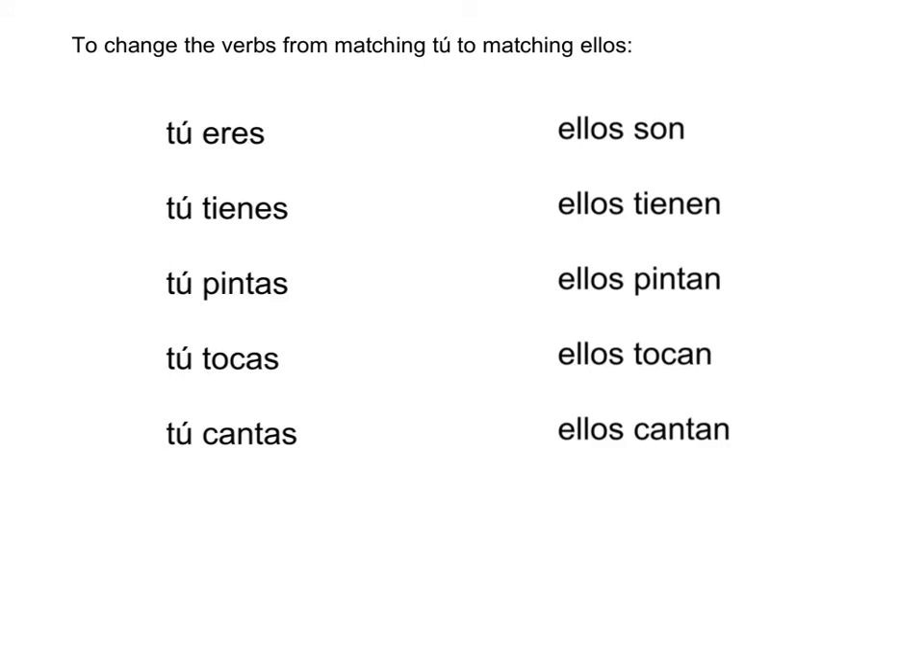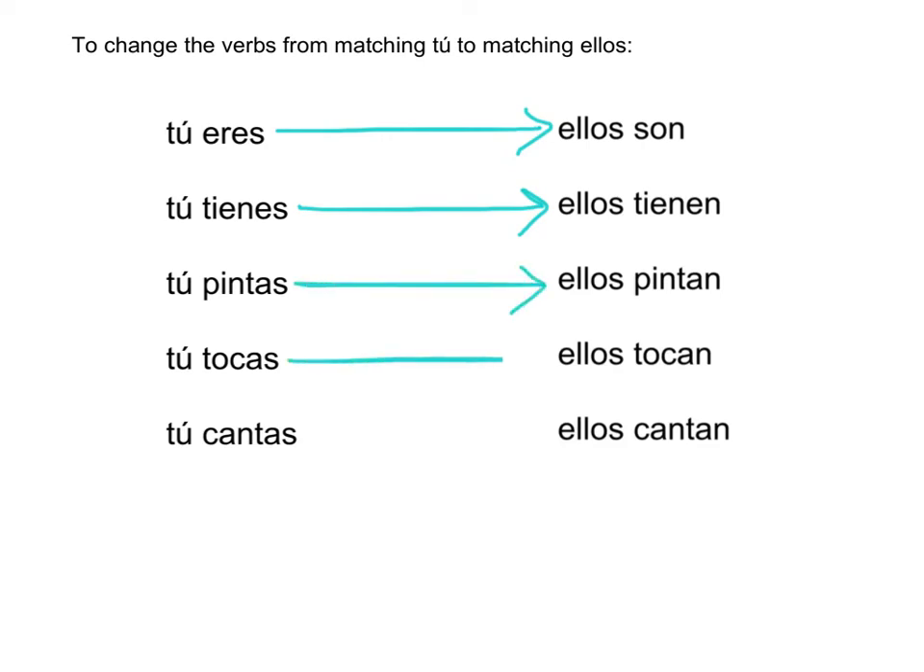To figure out how to change the verbs from matching the tú form to matching ellos, look at the chart. So you have tú eres, changes to ellos son, tú tienes, to ellos tienen, tú pintas, to ellos pintan, tú tocas, to ellos tocan, tú cantas, to ellos cantan. So for a lot of the tú forms, it goes from ending in either es or as to the ellos form, which ends in either en or an.